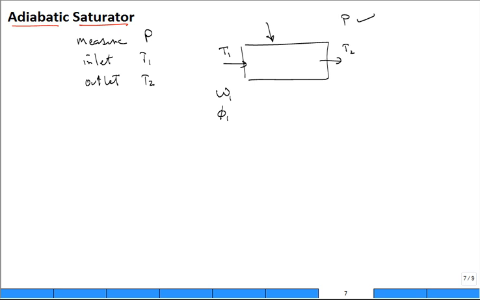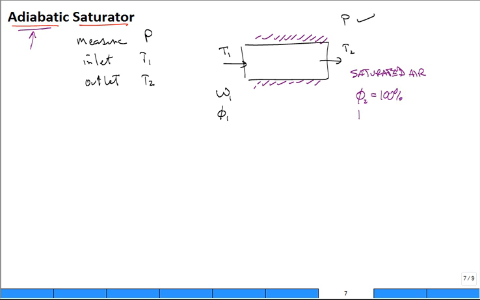How does this work? Well, let's take a look at the words. What does this word adiabatic mean to you? No heat transfer. So is there any Q dot with this black box called the adiabatic saturator? No, it's well insulated. No heat transfer with the surroundings. But it's a saturator. What does the word saturator mean to you? It makes the air saturated. The assumption is it's going to do something to the air such that the air that comes out is saturated air. What is saturated air? 100% relative humidity. Phi2 is equal to 100%.